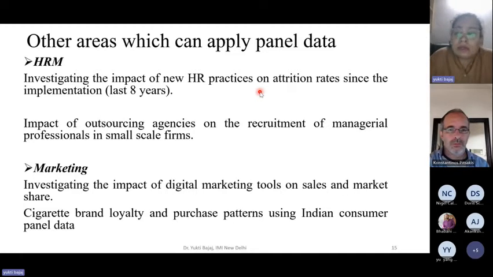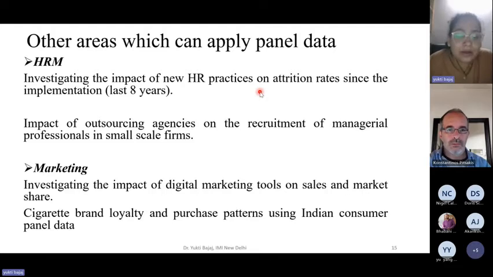Similarly, in marketing, since these days social media marketing is the new buzzword, and we have so many tools where you can market your products apart from the traditional marketing strategies, you can look at, from the year you started the digital marketing tools, did that leave any impact on your sales? Were you able to increase your market share? So they're very small, rough examples. This is how in other domains also you can implement panel data techniques.